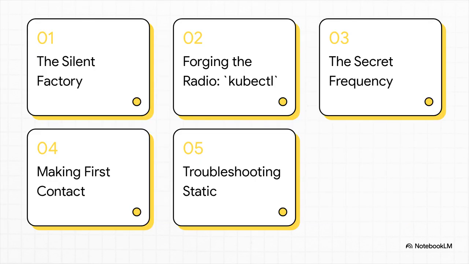Okay, so here's the game plan for today. First, we'll talk about why the factory is silent in the first place. Then, we'll actually forge the radio, find that secret frequency to broadcast on, make our first contact, and, just in case, we'll cover how to troubleshoot any static on the line.